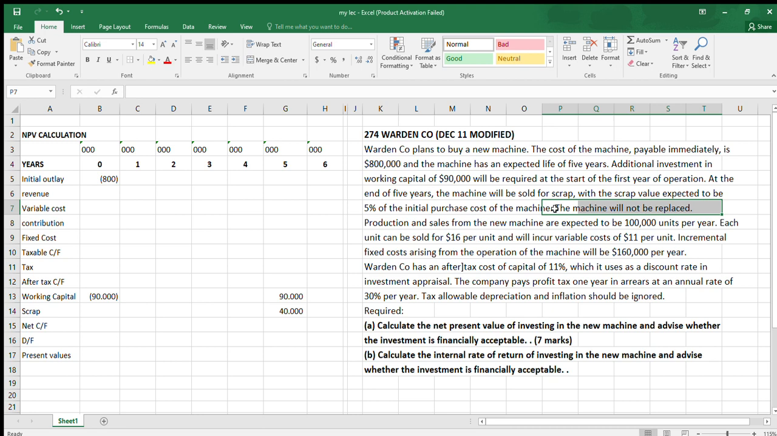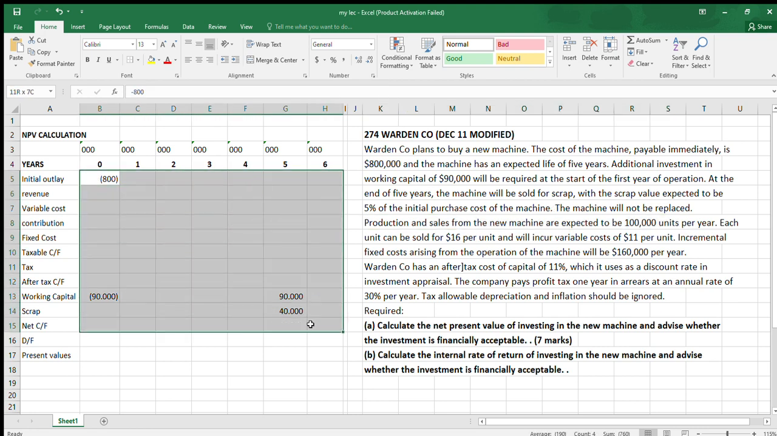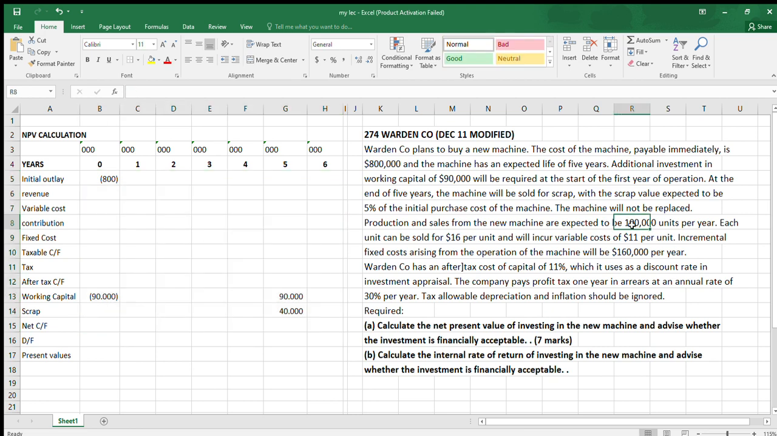Production and sales from the new machine are expected to be 100,000 units. These are not in dollars, they are units that we sold. In investment appraisal, we are dealing with figures, we are dealing with money in dollars. So this is just units, and there's no way this 100,000 units can find its way here. The examiner said that each unit can be sold for $16 per unit. That's the revenue.